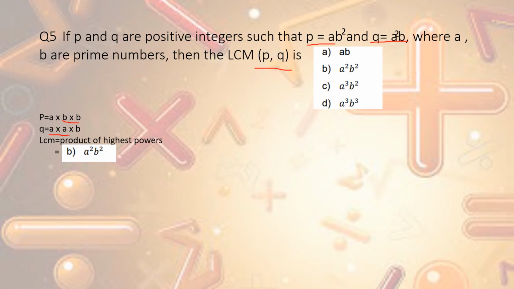So when we are selecting the powers, here the power of A is 1 and here the power of A is 2, so we have to select the maximum power, so we are going to select 2 for the power of A. Next, again for B, we are going to select the power of B as 2 from here, that is B square. So the solution will be A square B square, and the LCM of P and Q will be A square B square.